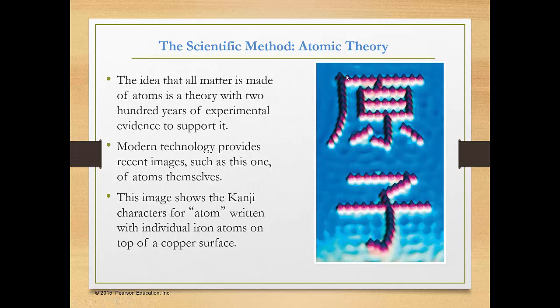So this idea of atomic theory, what are these little things? What are atoms? Because no one was able to see them. They were so small. So the idea that all matter is made up of atoms, it's a theory that we've had for about 200 years. And we've got 200 years of experimental evidence to go with it.